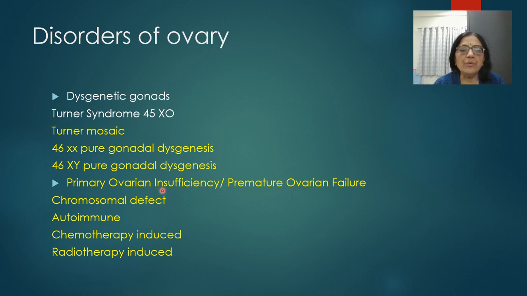is primary ovarian insufficiency. There can be a chromosomal defect such as fragile X mental retardation 1 pre-mutation, which might be the cause for primary ovarian insufficiency. There can be an autoimmune element. It can be because of chemotherapy or radiotherapy.